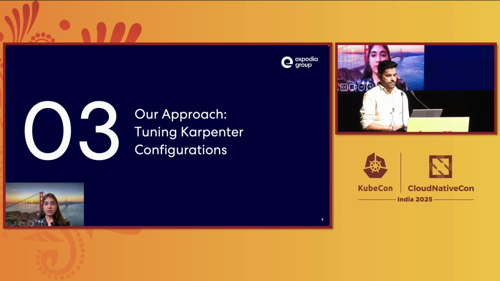We'll not only cover the configurations, but also deep dive into how each test case was designed and the potential impact these settings can have on our running workloads. Before we look at the actual testing results, let me first highlight the key parameters that we evaluated across different scenarios. They were consolidate after, termination grace period, expire after, and disruption budget. So these parameters played a crucial role in determining how efficiently Karpenter handled scaling and node churning in our environment.